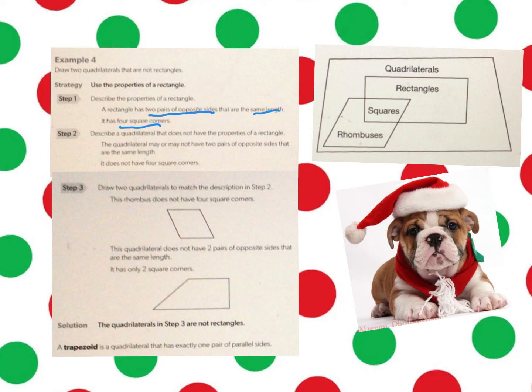So step 3 is to draw 2 quadrilaterals to match the description in step 2, okay? So the rhombus does not have 4 square corners, so that would work. And the quadrilateral does not have 2 pairs of opposite sides that are the same length. It only has 2 square corners, so it could also be that quadrilateral. So the quadrilaterals in step 3 are not rectangles. A trapezoid is a quadrilateral that has exactly 1 pair of parallel lines, and that shape looks like this. So the top and the bottom are usually parallel, but the left and right sides slant, going in different directions. So those left and right sides are not parallel.